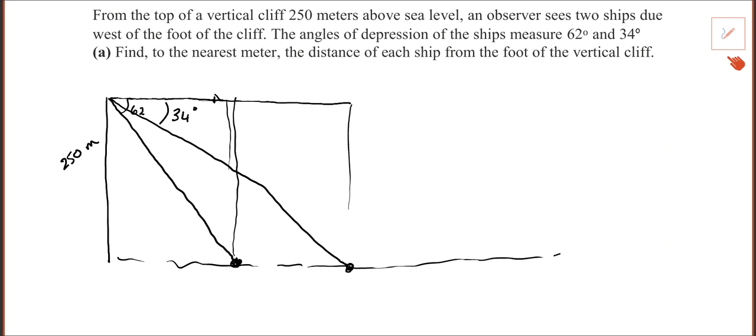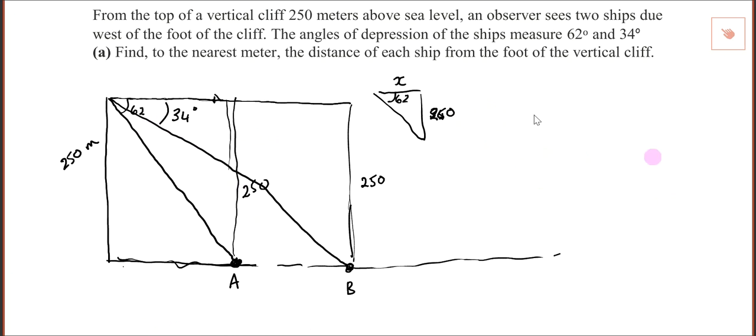So what we have then, we've got ship A, ship B, right? This is each ship. So if I make this 250 and this 250, so my two triangles basically, if I do that, I've got one which is 62, this is 34, sorry, 250 meters, and I want to know the distance from the foot. So instead of doing this distance, I'm going to do it up here, same distance, but I've done it at the top. So that's my x.